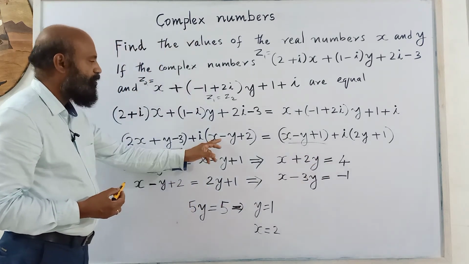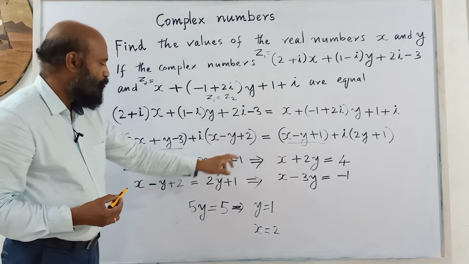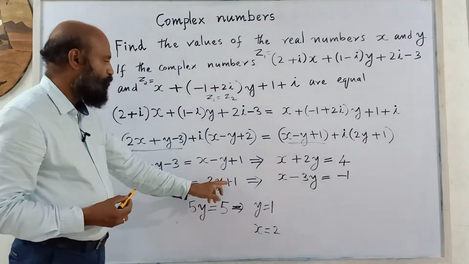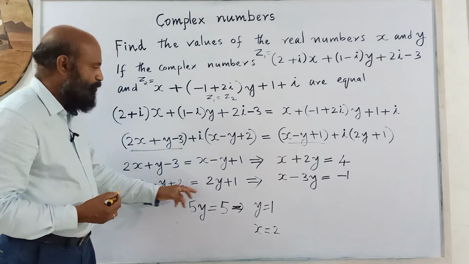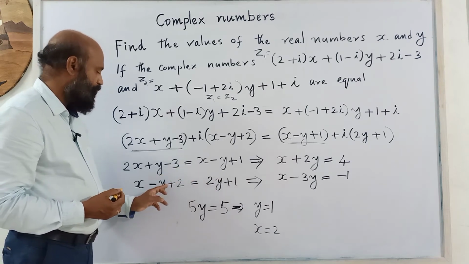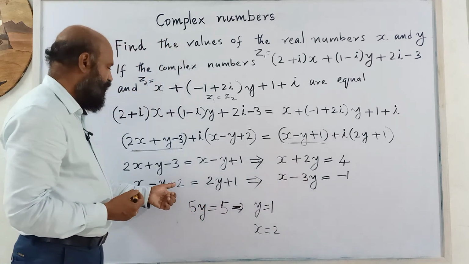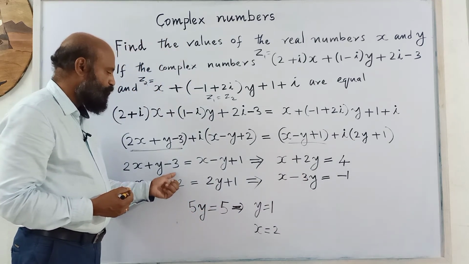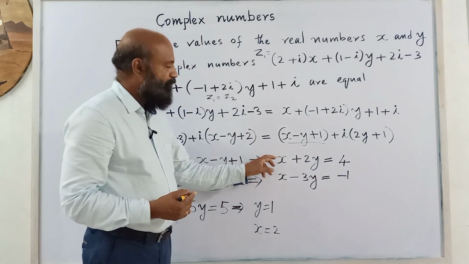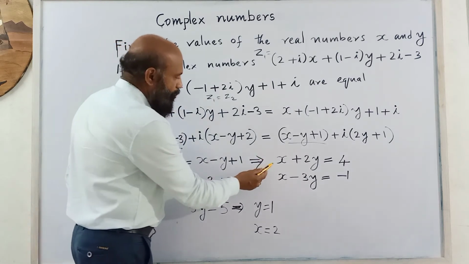Then equate the imaginary parts. So here x minus y plus 2, that side imaginary part is 2y plus 1. From this you can write like this, x, this 2y you take to this side, so minus y minus 2y, so minus 3y. Take this 2 to the other side, so 1 minus 2 is minus 1. Then these two equations are to be solved.